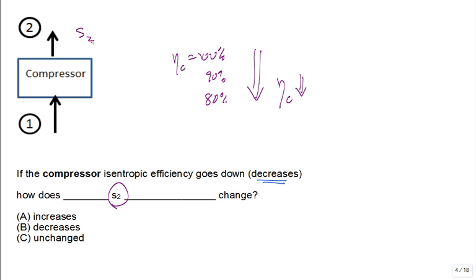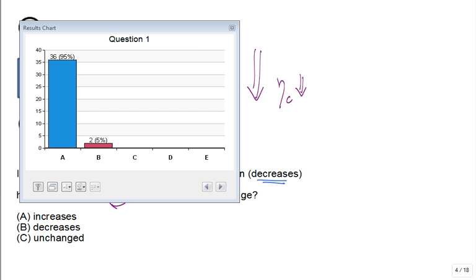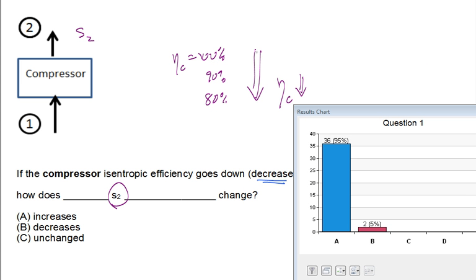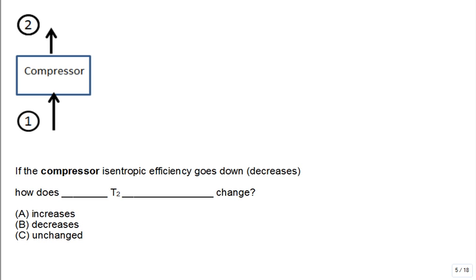And show the results. A lot of people said, look, if the efficiency goes down, there are more irreversibilities, the exit entropy goes up. True? Very good. Let's go to the next question.